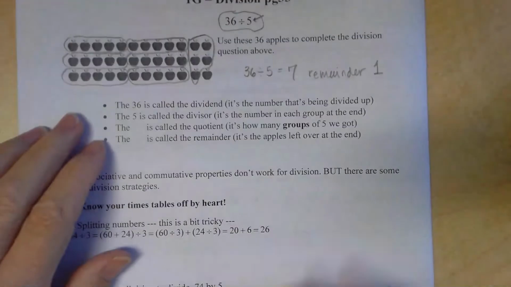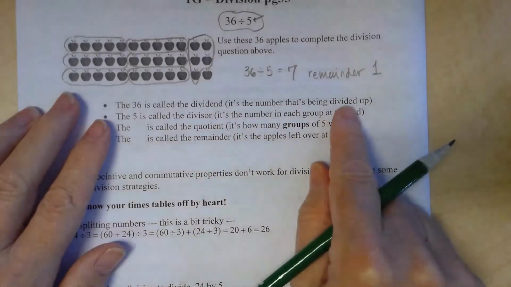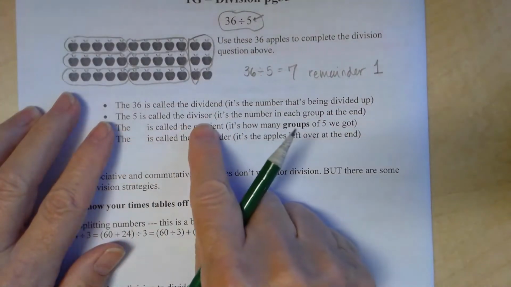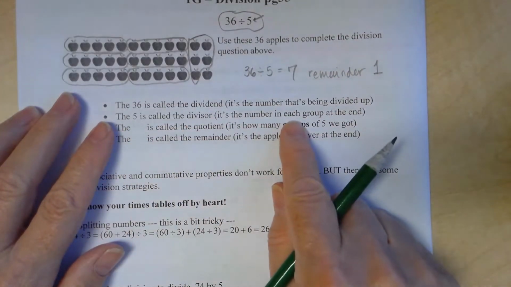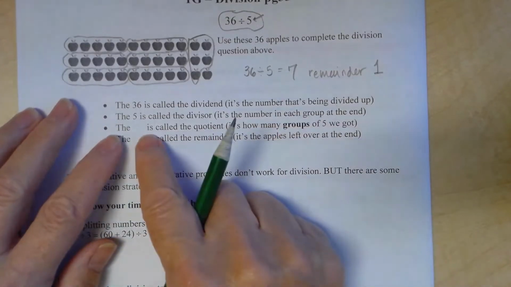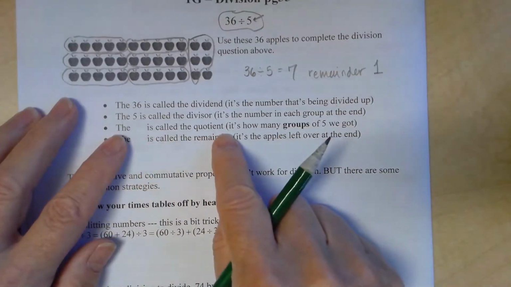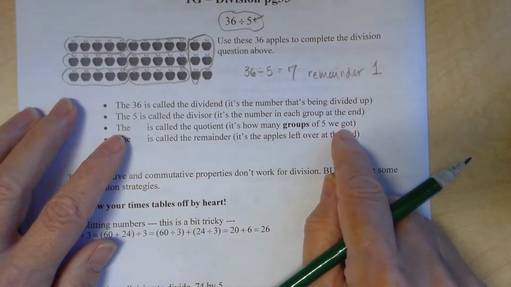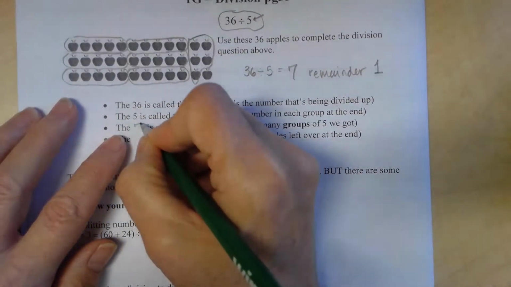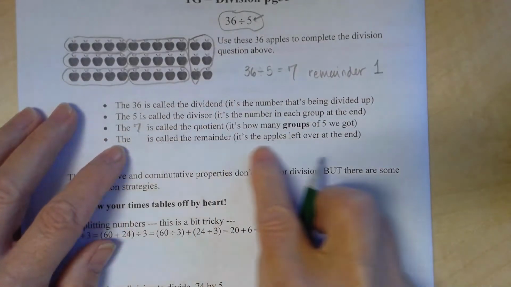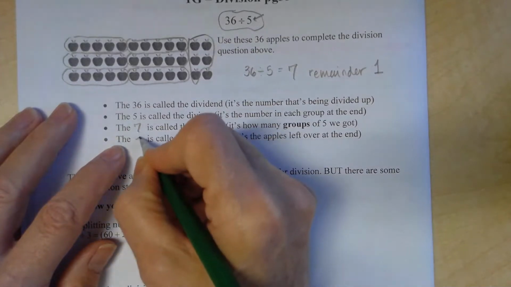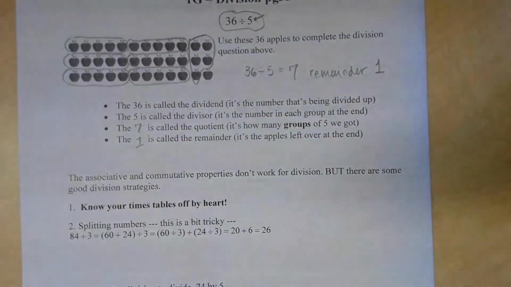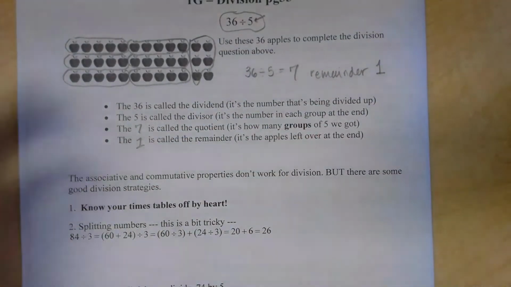Okay, so 36 is called the dividend. It's the number that's being divided up, and 5 is called the divisor. It's the number that's in each group. And blank is called the quotient. It's how many groups of 5 we got. 7. And blank is called the remainder. It's the number of apples left over in the end. So that's 1. So that's how division works.